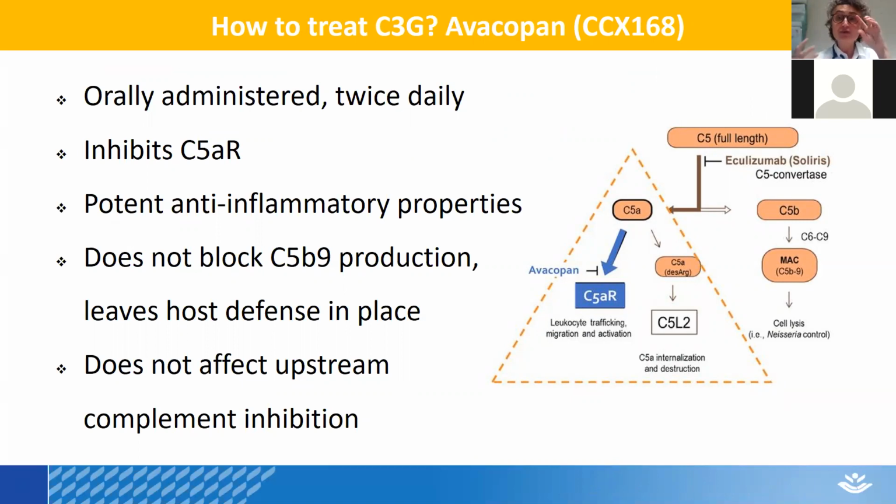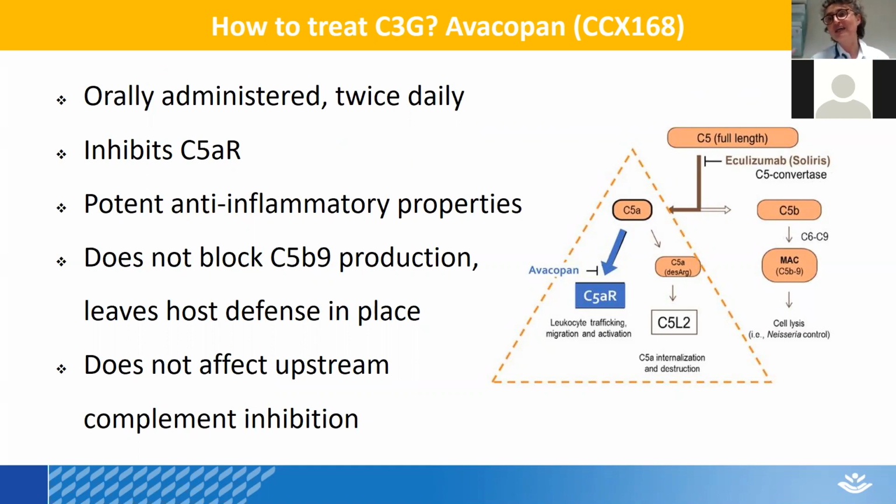And it has been proven, especially in another glomerular disease, which is ANCA-associated vasculitis, to have really powerful anti-inflammatory properties. So it works really well when you have a lot of inflammation in your kidney. And in ANCA vasculitis, it works comparably to steroids, which is really impressive for a nephrologist. It also does not block the production of C5b9, so it leaves the host defense in place.